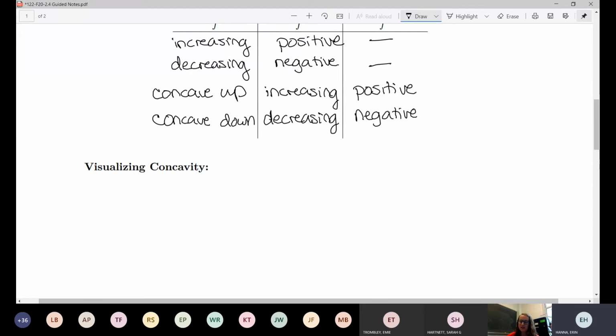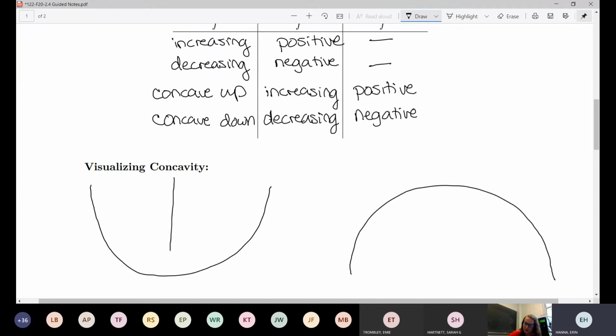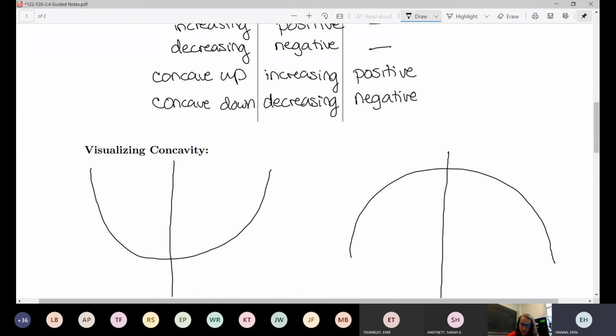So, visualizing concavity. We talked about it before, but let me remind you, we have these two pieces of it. Now let me add in the new notation we have. So this whole thing is concave up, which would mean that the first derivative is increasing, sorry. That's for the entire piece, which is why I wrote it on both sides of that line.